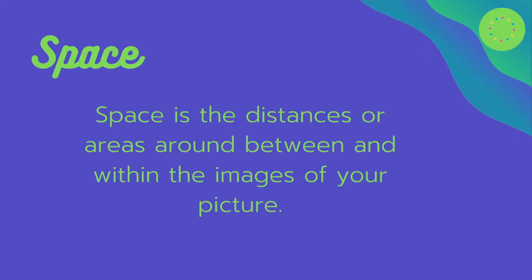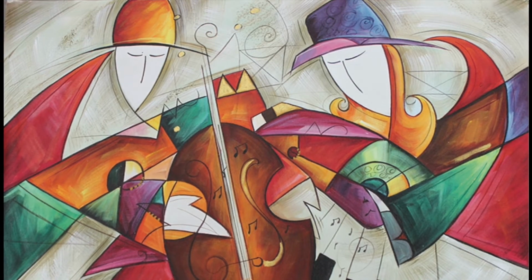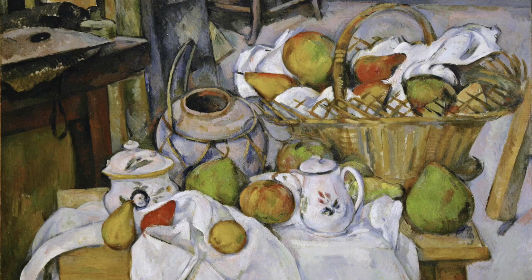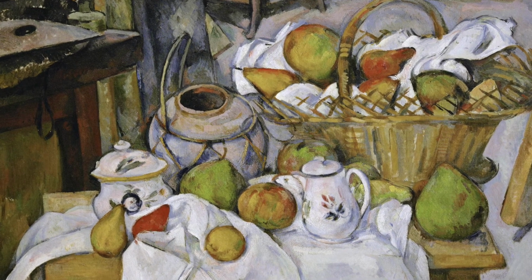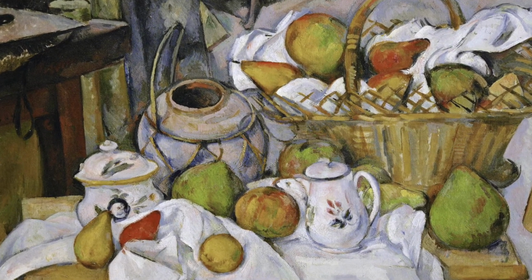Let's see how we use space in our art. So first of all, space is described as the distances or the areas around, between and within the image of your picture. Space also tells us how much of the page we've used up. It shows us perspective, that images are getting smaller and smaller in the distance. It deals with images that are overlapping on our pages. And we also get positive and negative space.